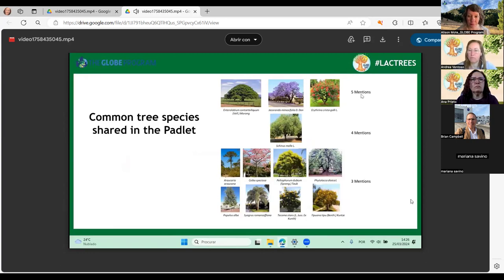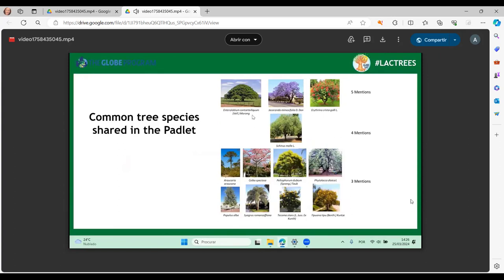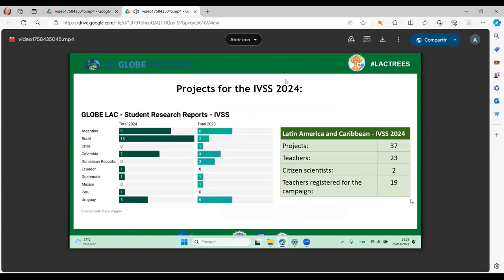For example, we have 5 countries that share these species, such as Enterolobium, in Spanish we say oreja de negro, jacaranda, and Erythrina crista-galli, which I don't know exactly the name of in English. But we also have another interesting species, Polylepis, that grows in all the Andean region and is also very important as a repellent for mosquitoes, for example. So we try to discover other uses, where the most popular trees grow, how tall they are, etc. So now, Anna, please, the floor is yours.